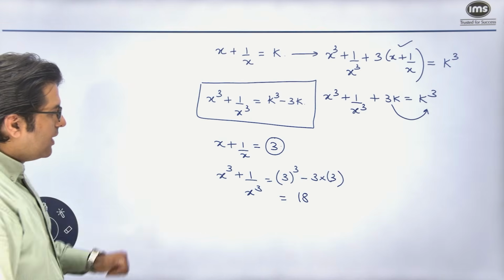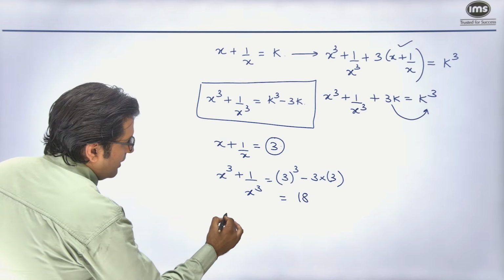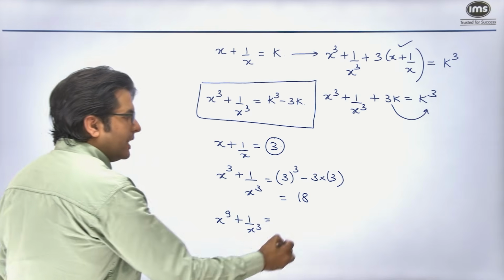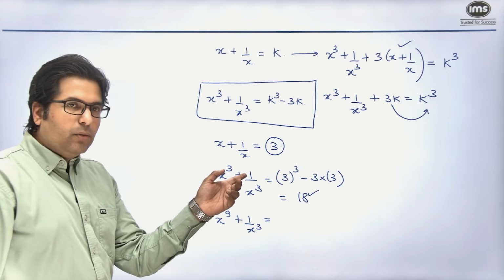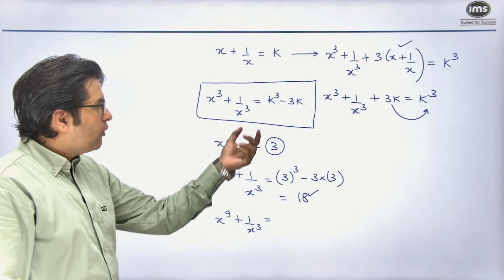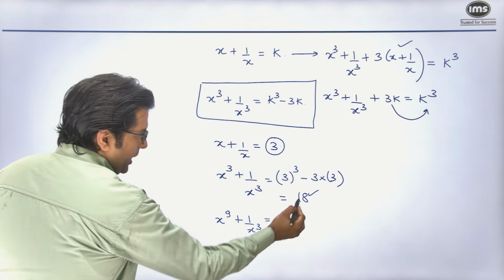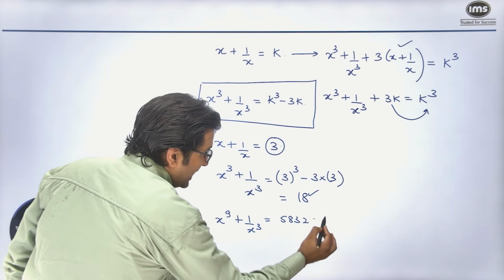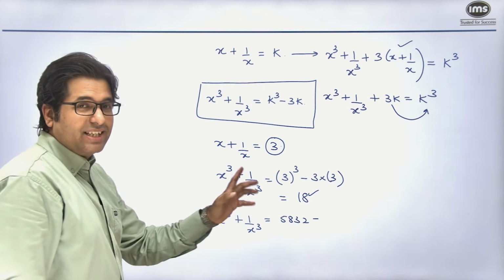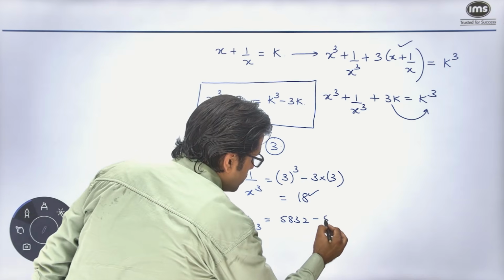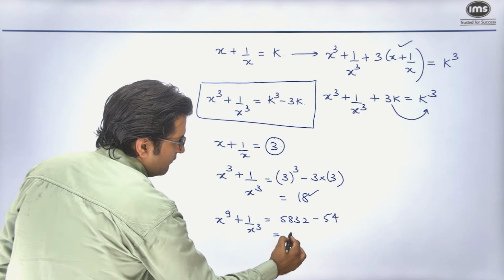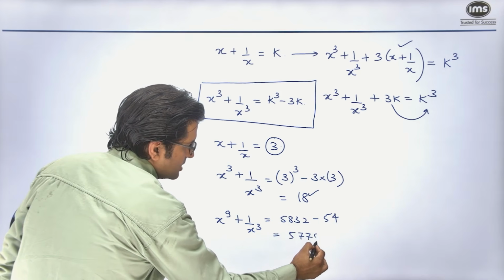Similarly, now if I want to calculate x to the power 9 plus 1 by x to the power 9, I don't need to do anything. I just need to cube this value, because now the same process will follow, k cube minus 3k. So 18 cube is how much? 5832 minus 3 times of k, which is 18 into 3, 54. So you can subtract this. So 32 gone, 22 left. So you get 5778 as the answer.